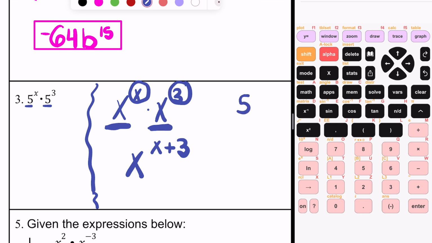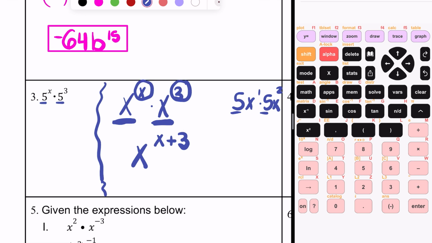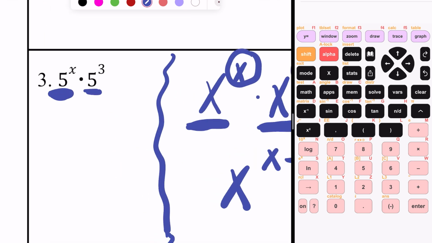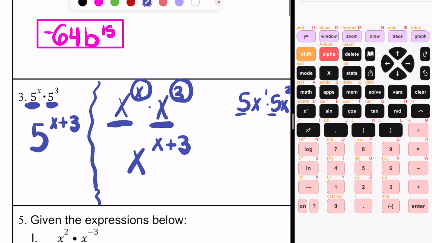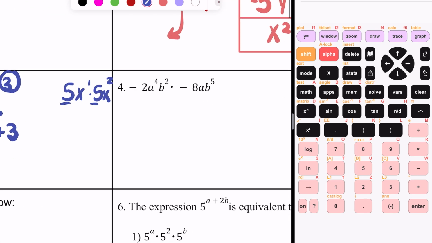It's not like if we had 5x to the first times 5x squared, where those 5s are our coefficients. When they're the coefficients, we do multiply them. But right here, because these are our actual bases that are being raised to the power, we just leave the 5 alone, and then we add the exponents. X plus 3 is just x plus 3, since we don't know the value of x. All right? That was product rule. Let's look at number 4.